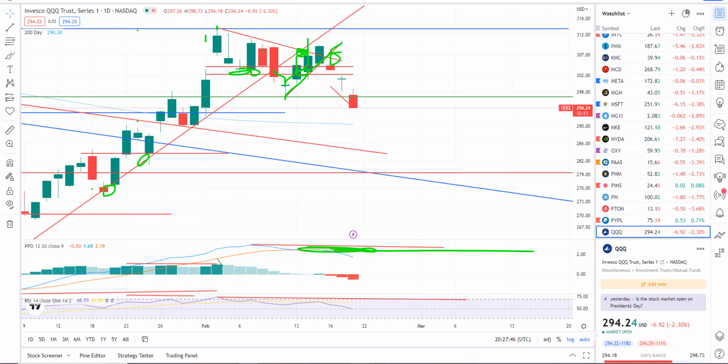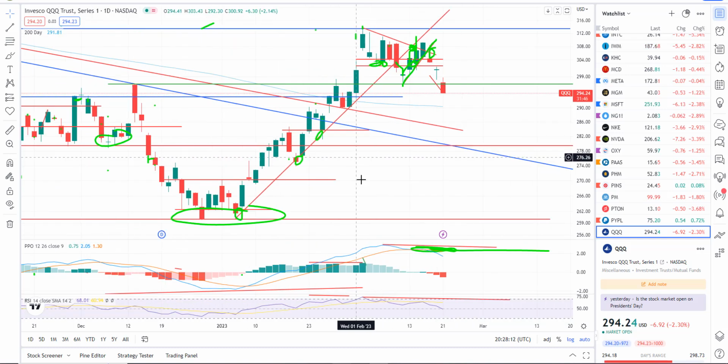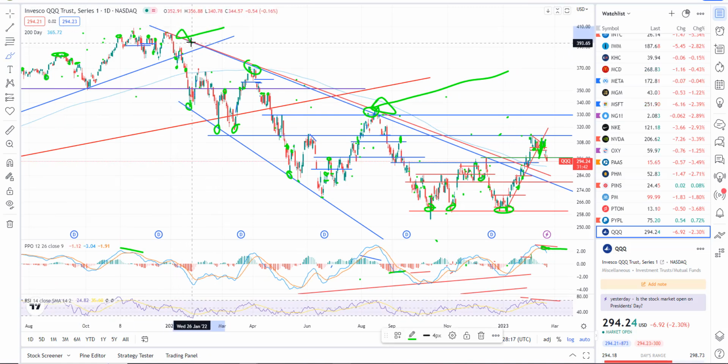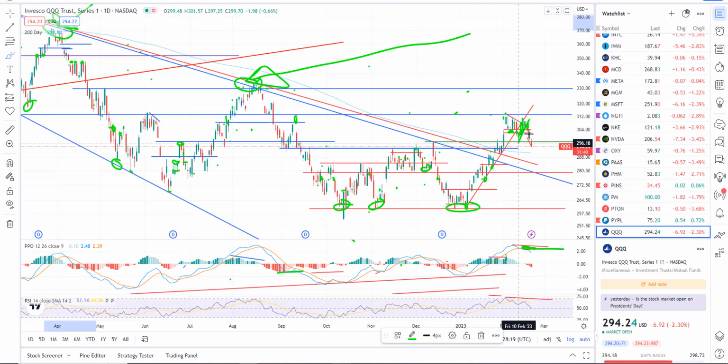I would be looking for that. Okay, at this point, it makes a lot of sense that we're going to go test that 200 simple moving average at 290. That is the short-term target. Again, we also have the trend line. This is the bear market trend line on the daily chart that's been established. We're above that now.